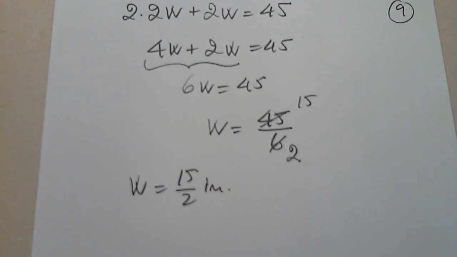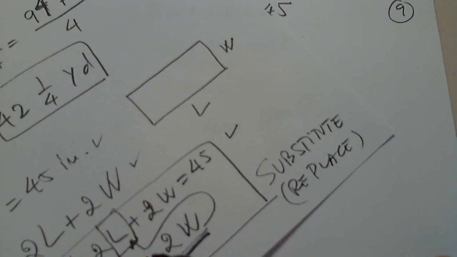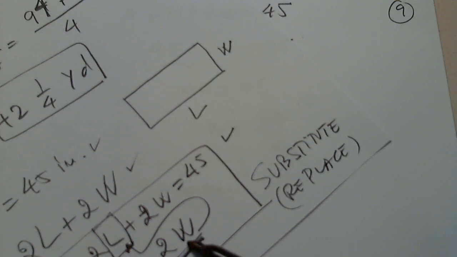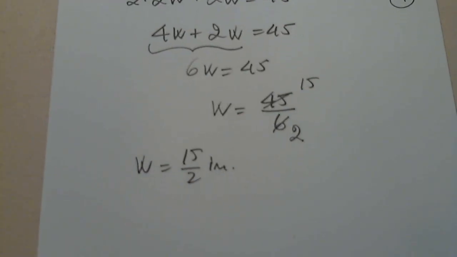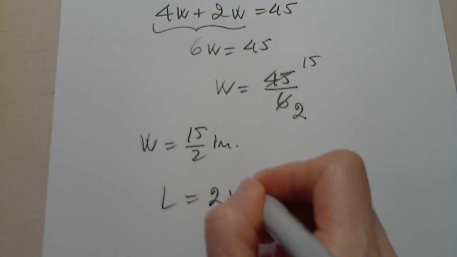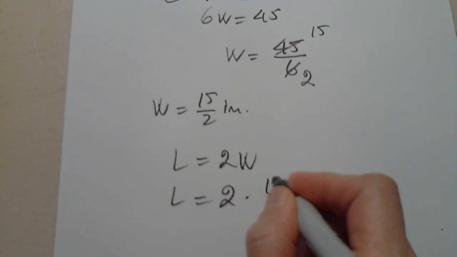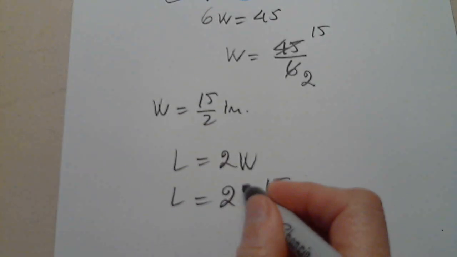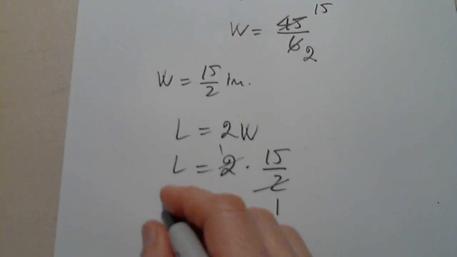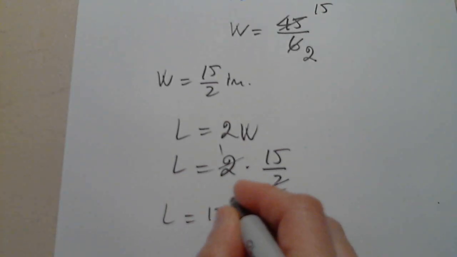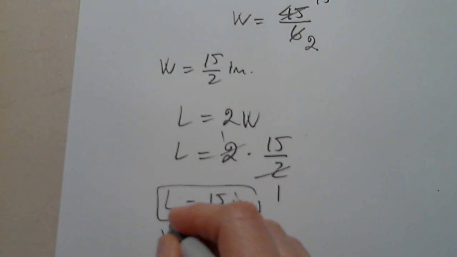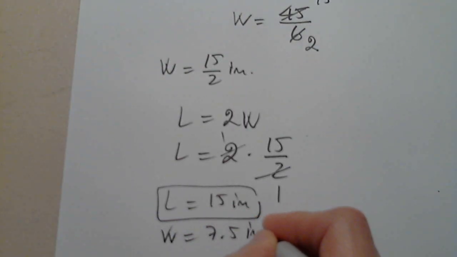Now I have to go back to determine the length. And the length was twice the width. So the length is twice the width, or the length is 2 times 15/2. Never multiply if you can simplify first. So L equals 15 inches, and W equals 7.5 inches.